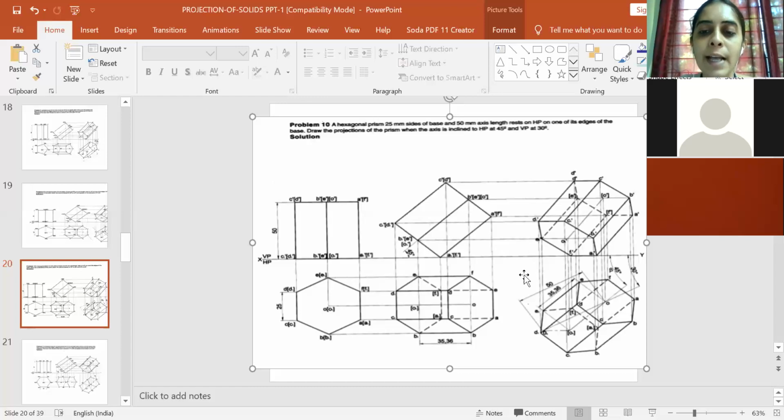After that, the observer is viewing from here. When he views from here, this surface will be visible, so you will darken this surface continuously. This you have darkened already. The remaining three sides you please darken. D1 dash to C1 dash, C1 dash to B1 dash and B1 dash to A1 dash. So we darken the surface here which is visible.